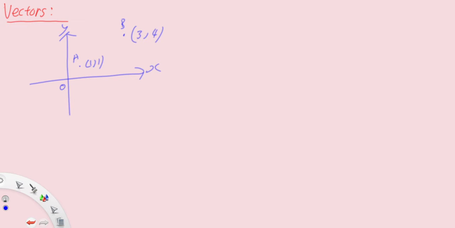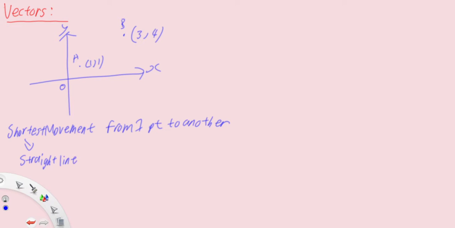What vectors is all about is simply the movement from a point to the other, right? From a point to another. And it's not just any movement, it's the shortest movement from one point to the other. And what do you mean by shortest? Straight line. So instead of going from A to B in this direction, you are just going to connect one straight line from A to B. And this is what vectors is all about, right?